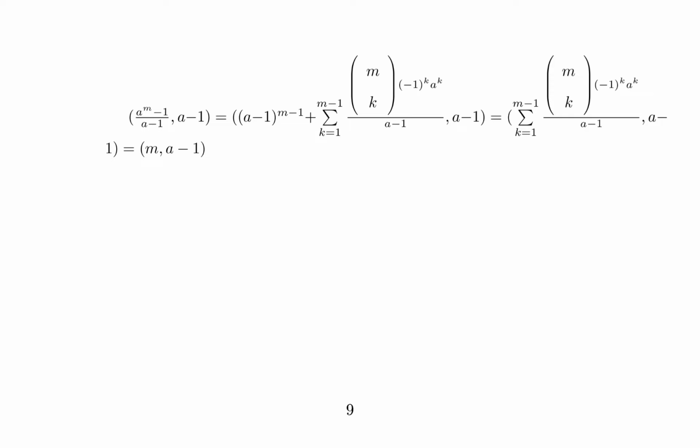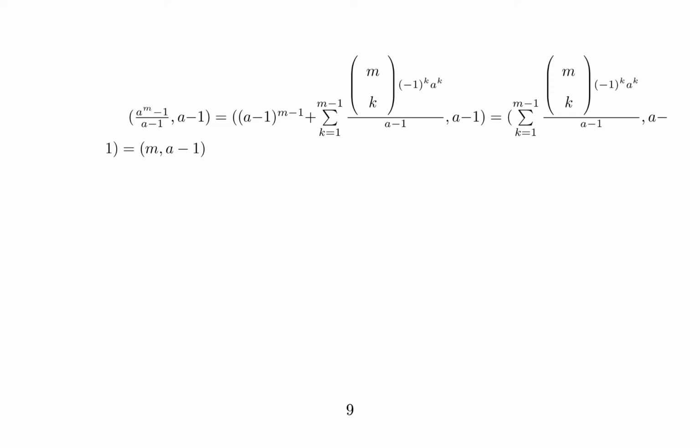We get that the fraction in the left part of the GCD is equal to (a minus 1) to the power of m minus 1, plus the sum of k equal 1 to m minus 1, m choose k, minus 1 to the power of k, a to the power of k, over a minus 1. And to get the GCD of that with a minus 1, we can remove the (a minus 1) to the power of m minus 1 part, because that's obviously divisible.